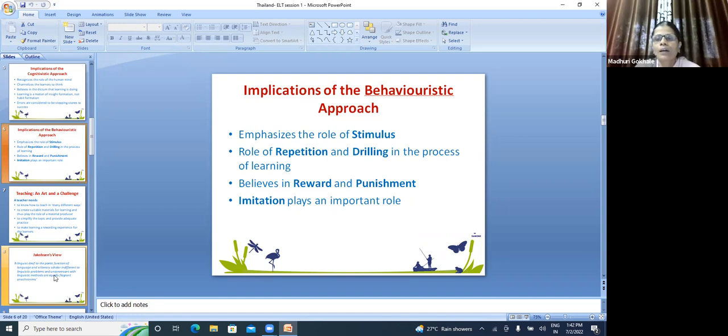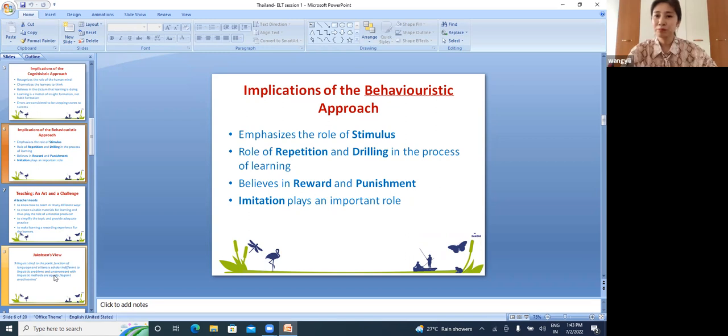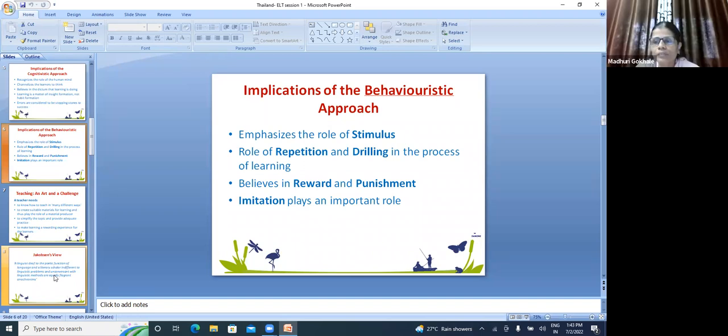Okay. Do you agree with her? Yes, I think we do agree with what she said, right? That reward is important. Punishment can also work, but it should not be a serious punishment. It should not be corporal punishment, right? So both these aspects were emphasized by behaviorists, and behaviorists felt that both reward and punishment can contribute to the process of learning. They also believed that imitation plays a very significant role in learning.